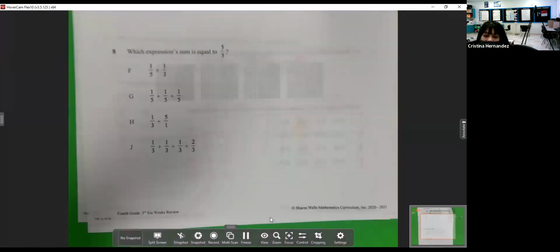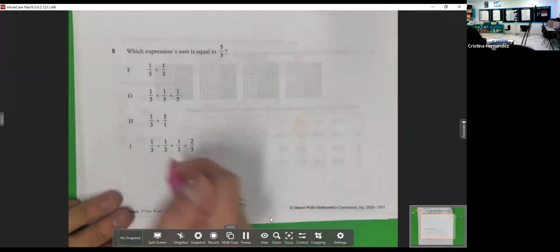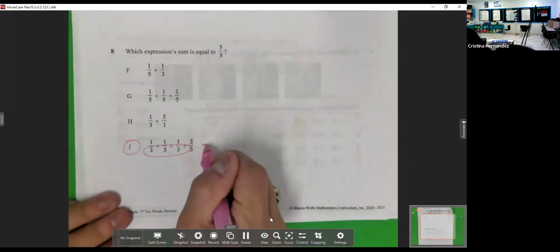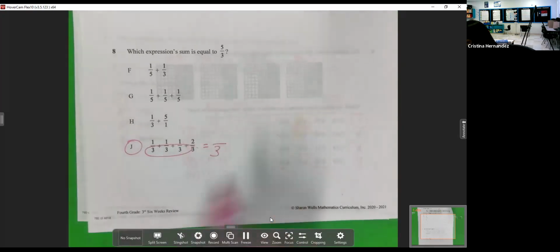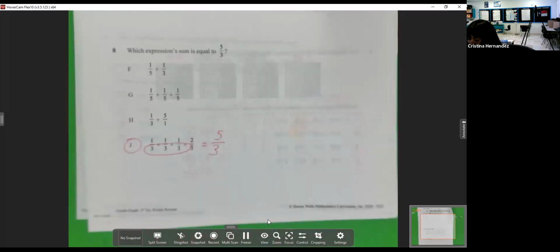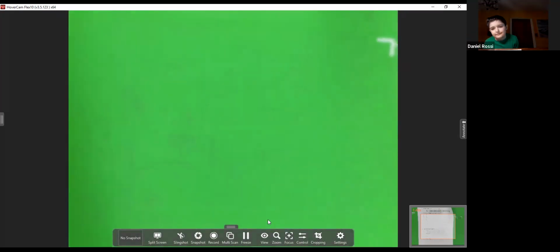Who can tell me what answer they got for 8 and explain why? Yes. Is this a J? Because the rest of them had the wrong denominator. Good job. She says J because the rest of them had the wrong denominator. Exactly. And if you add the numerators, what do you get up top? 5. Good job. Oh, that was last week's. What about number 9? Y'all want to do number 9 by yourself?